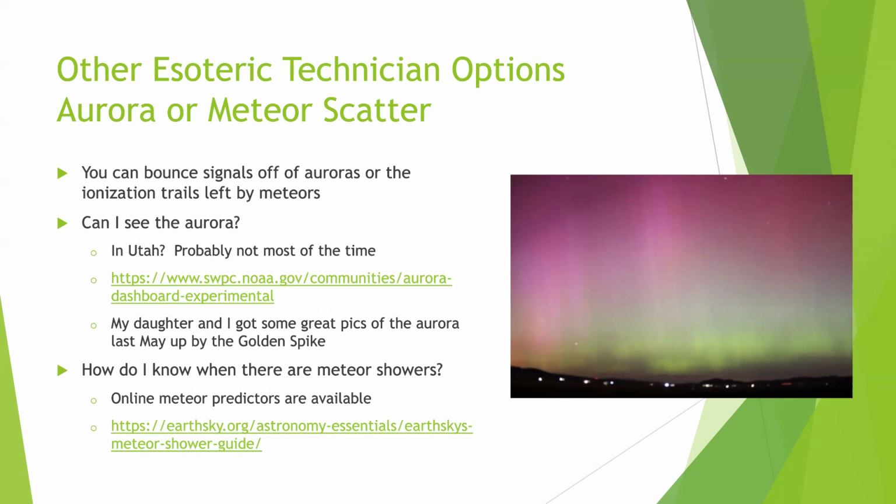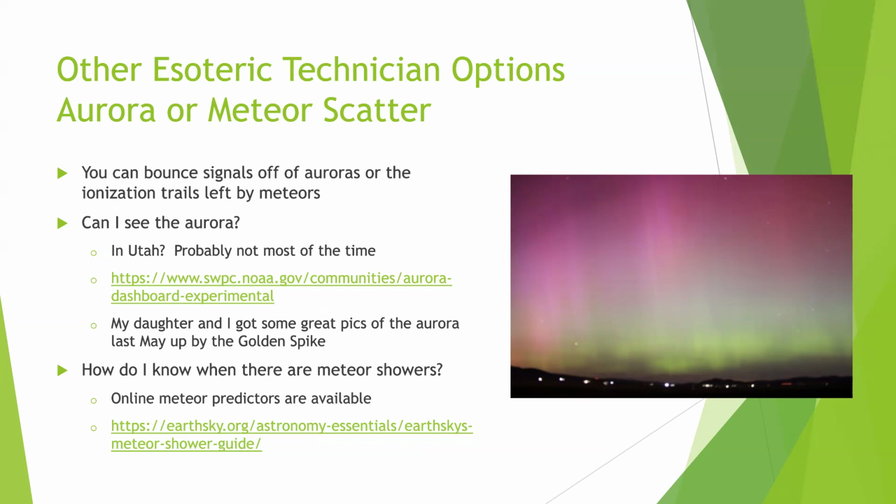And so you can do aurora bounce and actually get signals to bounce through. Can you do this in Utah? Not most of the time. Most of the time, we can't really get the aurora down here. But last May we did. And in fact, this picture of the aurora that you see here, I took up by Corinne, up by the Golden Spike Monument. And this was taken with a regular camera. And you could actually see the aurora in the sky. It was really cool, right here in Utah. So there are occasions when you can do that. Typically, you're going to want to be farther north if you want to start playing with aurora bounce.